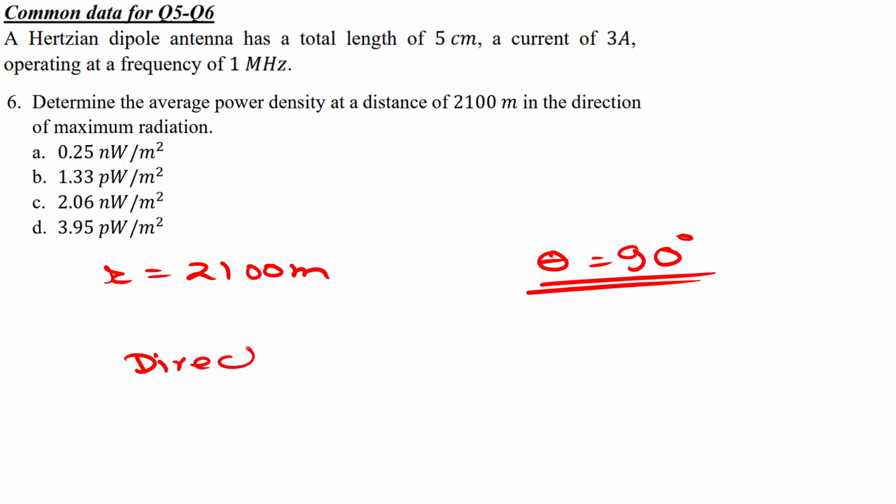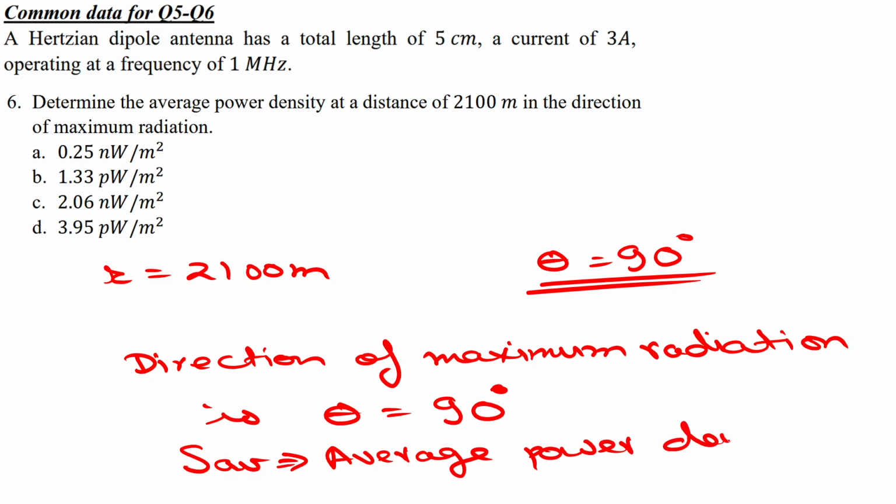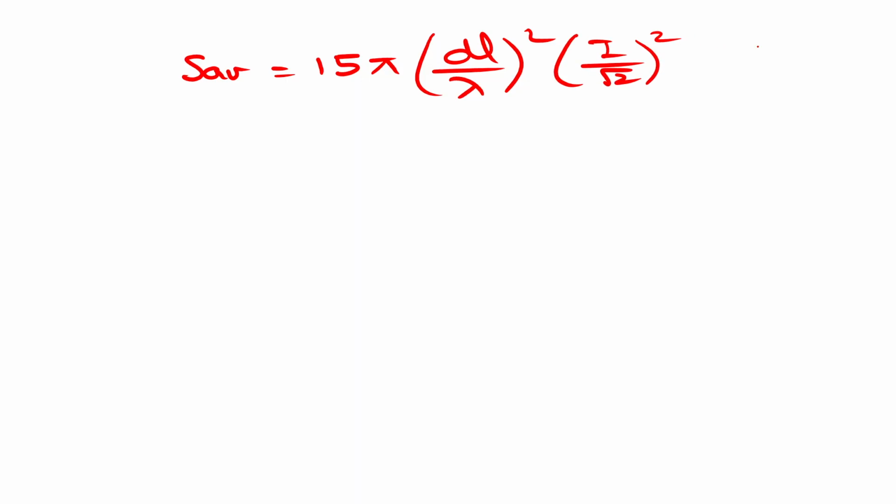So the direction of maximum radiation is theta as 90 degrees, and the average power density, which I am denoting as S average, S_av. Average power density for the Hertzian dipole is given by 15 pi into (dl by lambda) whole square into (I by root 2) whole square, into sine square theta by r square.